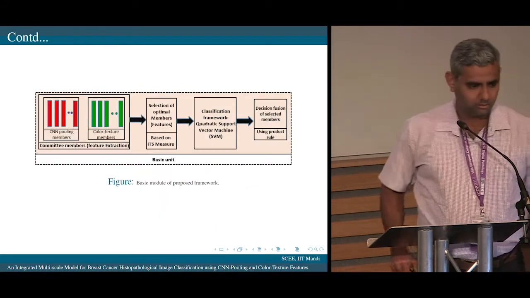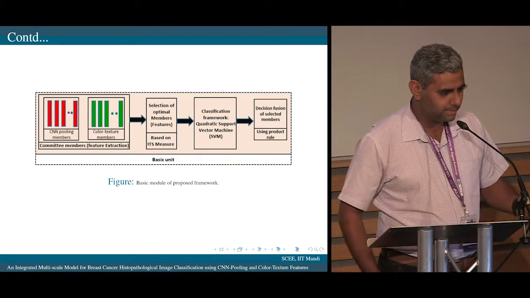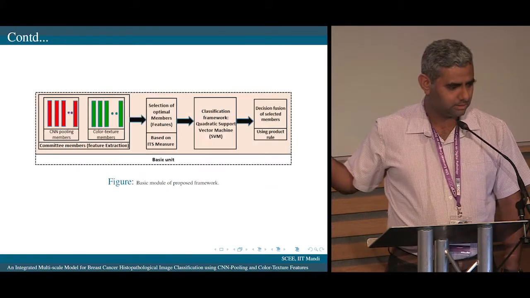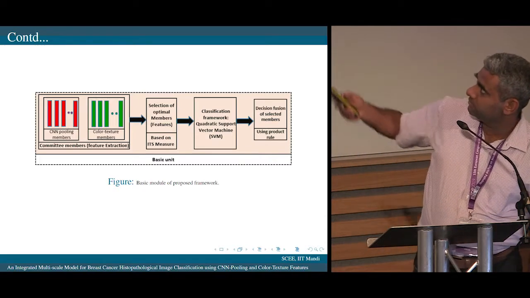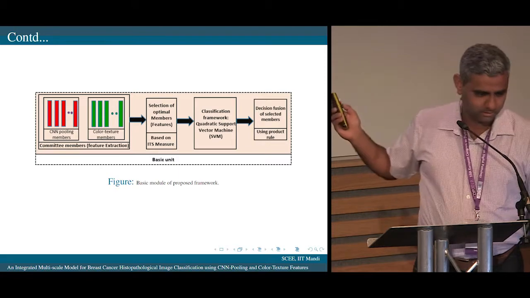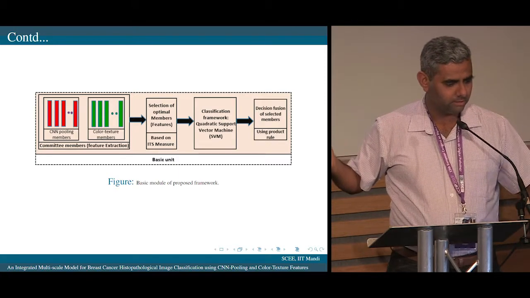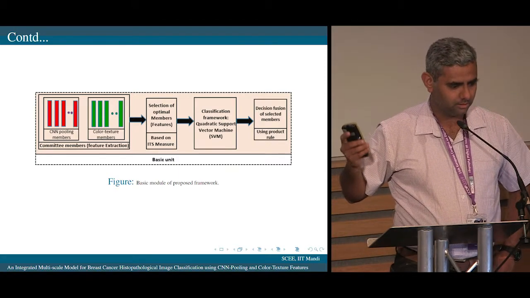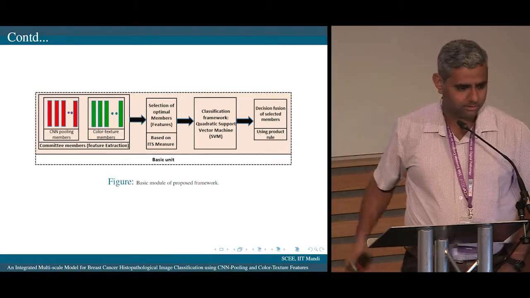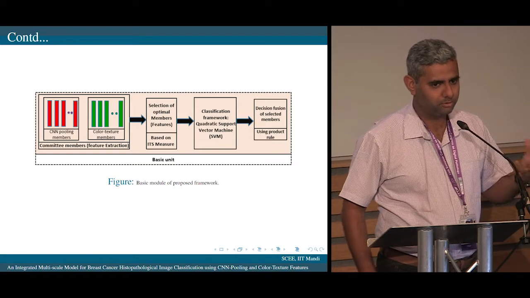Right. So the basic unit that you see in this diagram is essentially made up of CNN pooling features and some color texture features. Then we feed it into a support vector machine classifier, and whichever features are selected using the information theoretic measure are then fused using a product rule.